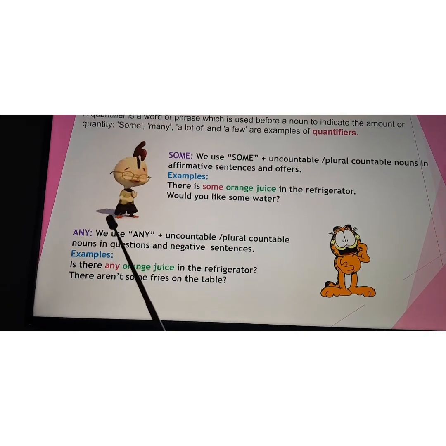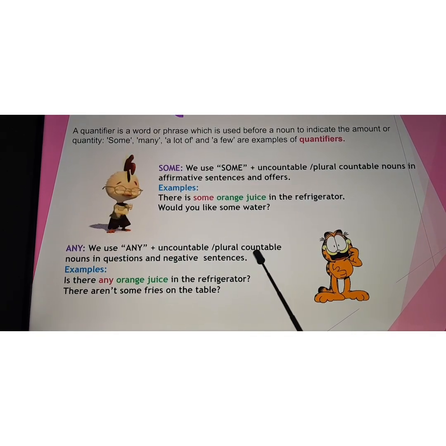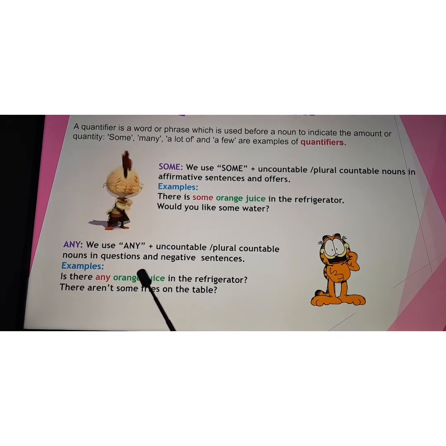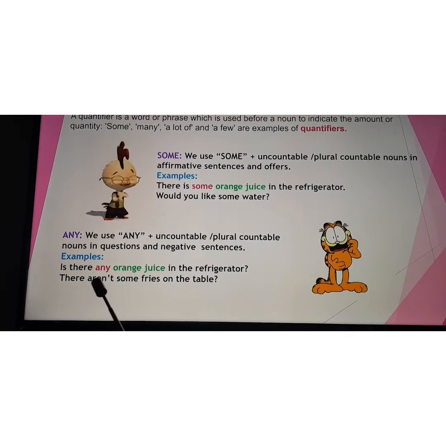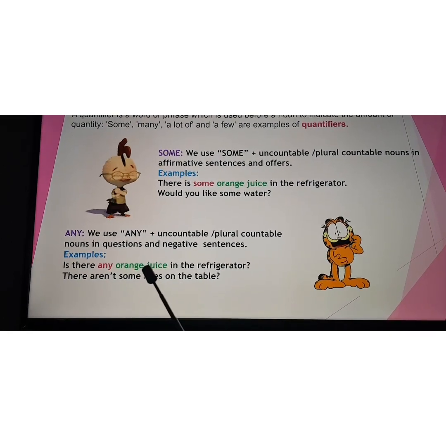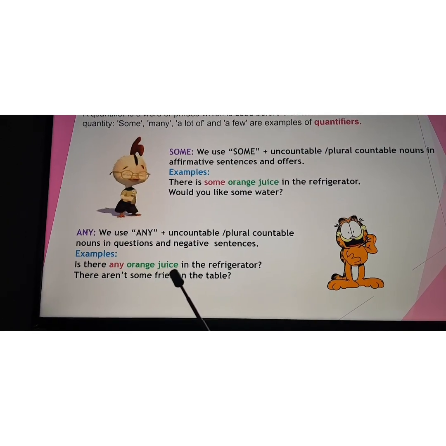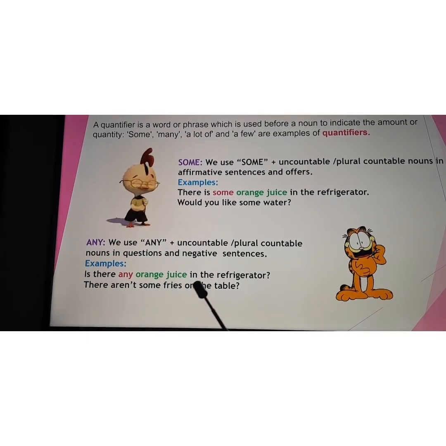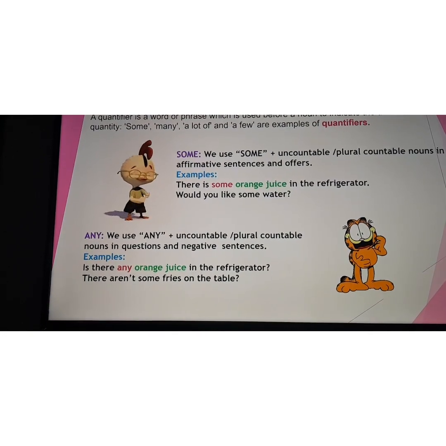In the next part, any is another quantifier, and any is used with uncountable and plural countable nouns. And this expression we can use in questions and negative sentences. For example, the first one, is there any orange juice in the refrigerator? The first one is a question, and in this case, orange juice is an uncountable noun. But the second one is there aren't any fries on the table. Fries are countable nouns. Aren't is the negative.